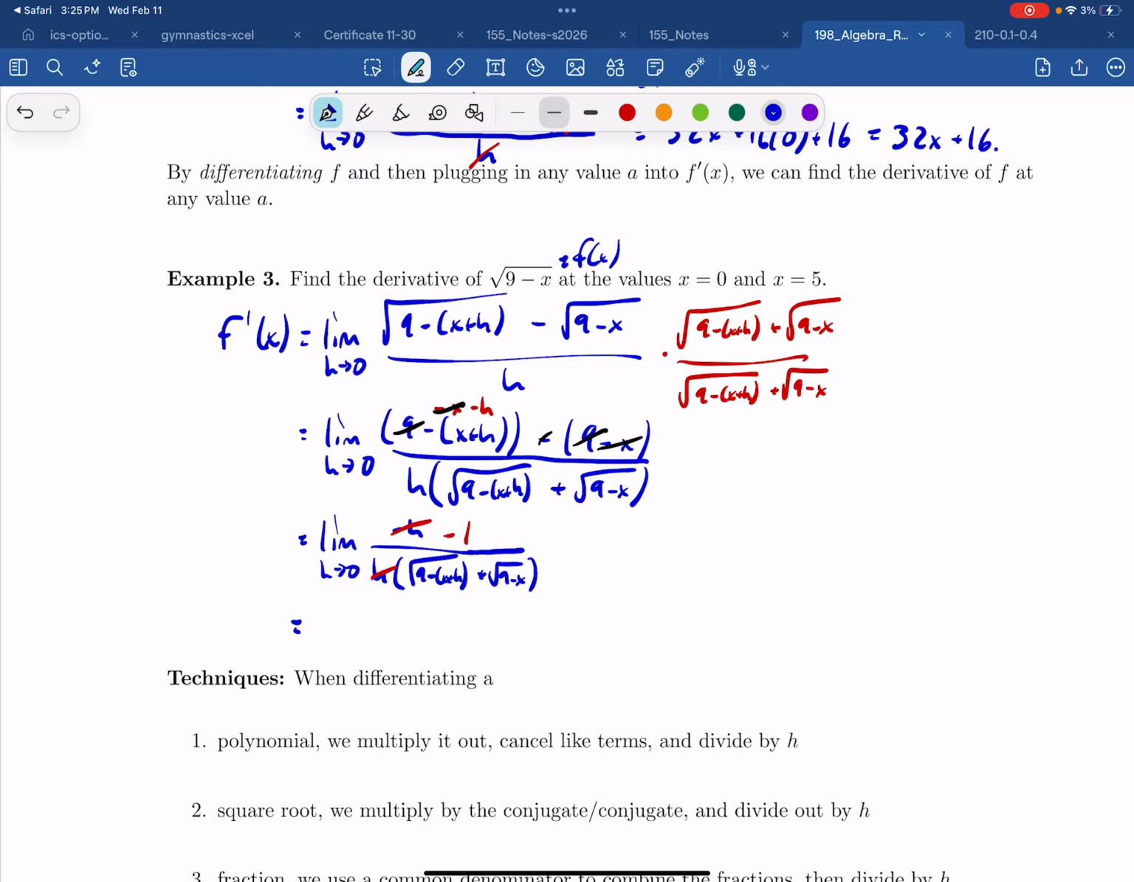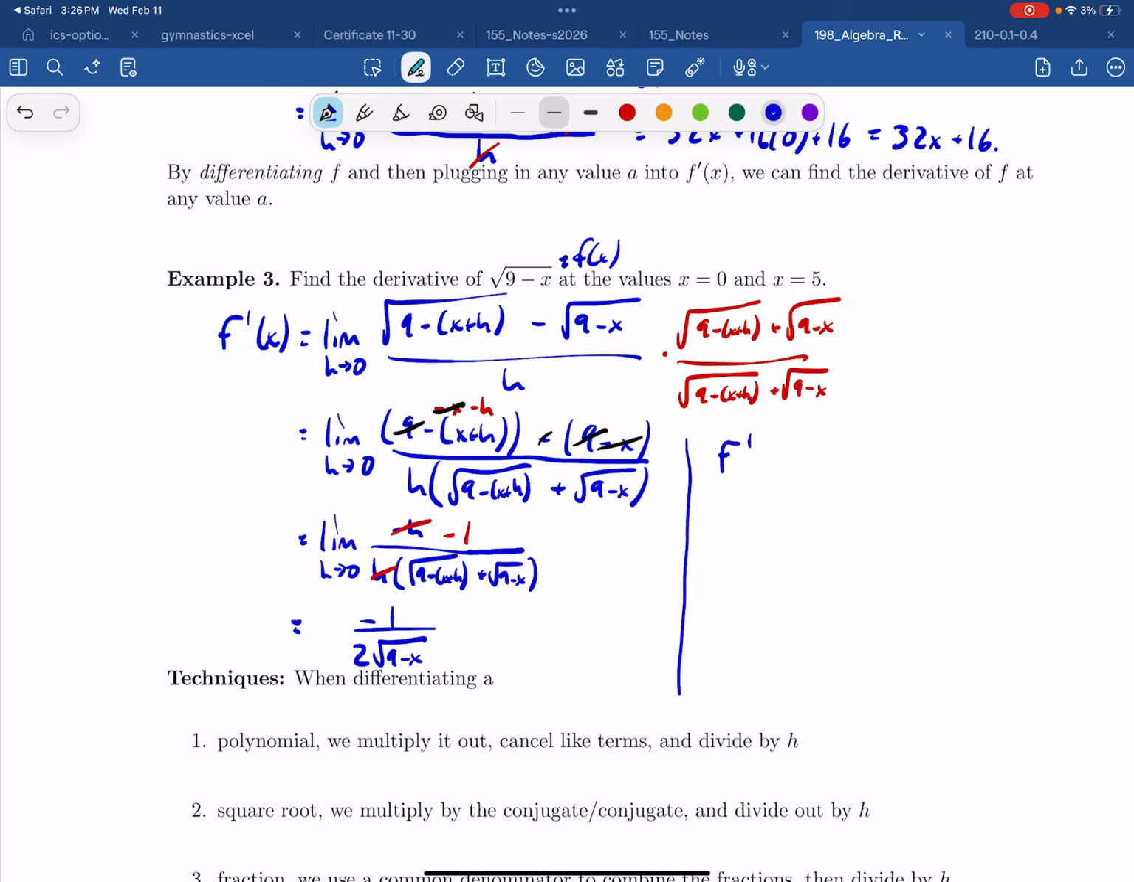And then we're just going to take the limit, right? And it winds up being -1 over 2 root 9 minus x, right? Because we plug in 0 for h. And we just get the square root of 9 minus x plus the square root of 9 minus x. It just reduces to that. But now, that's not what I asked. I asked at the value x equals 0.